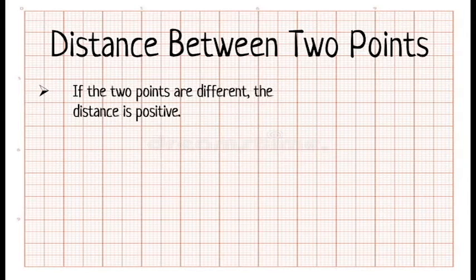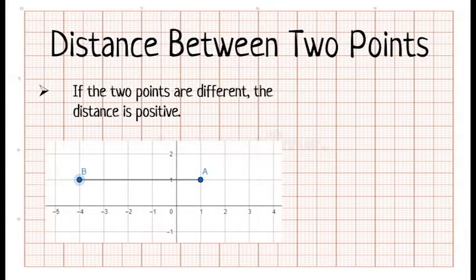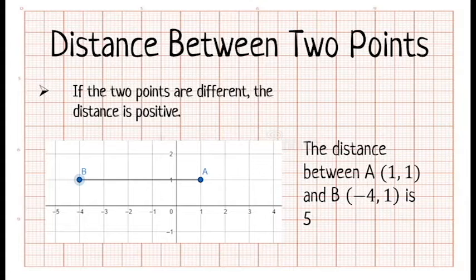Second, if the 2 points are different, the distance is positive. This means that any points that have different values of the x and y coordinate have a distance that is positive. For example, given that point A lies at 1, 1, and point B lies at -4, 1, the distance between A and B is 5. 5 is positive because the distance between 2 points is always non-negative, and 2 points that have different values have a distance that is positive.